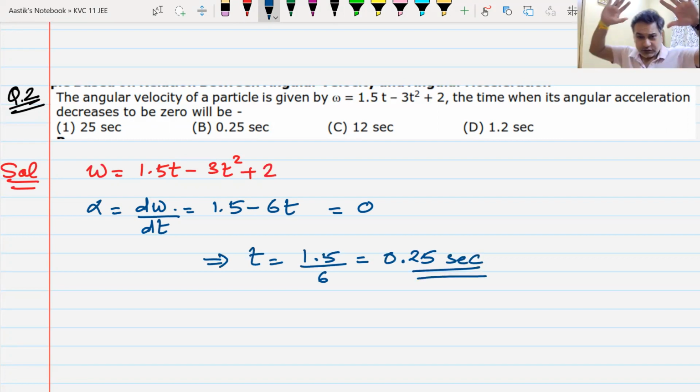Anyone understand this? Yes or no? Anyone got this answer? Okay. Let me give you another question. Everyone got this, so I can move on to the next question.